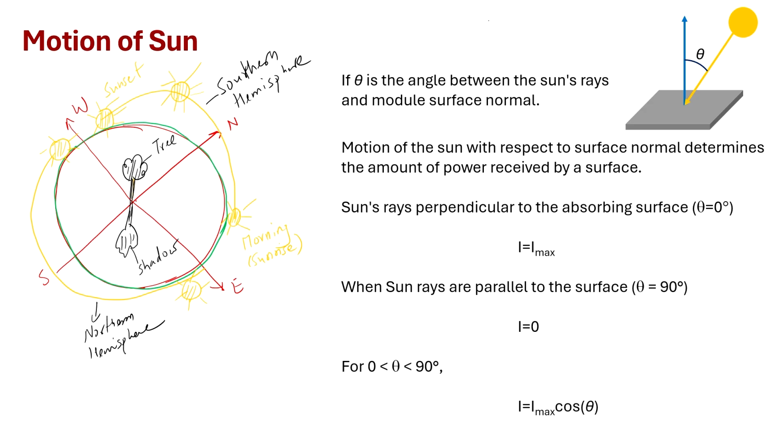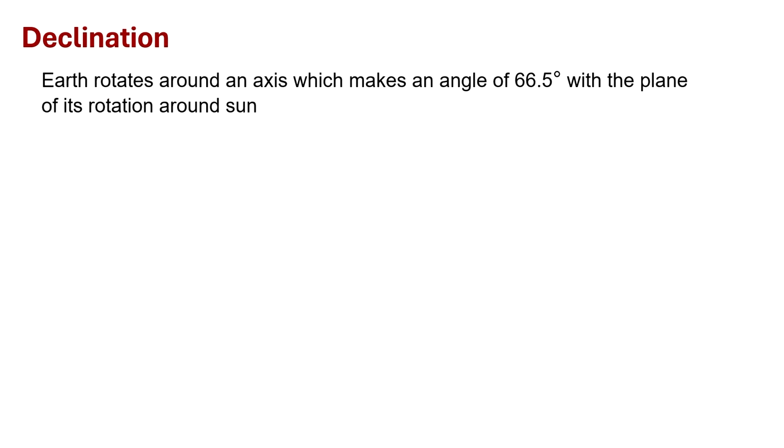That is how we can determine intensities at given angles, but for that we first need to determine the angles with respect to other factors. The first thing that is important to learn is declination. Declination is important to understand because Earth rotates around an axis which makes an angle of about 66.5 degrees with the plane of its rotation around the sun.